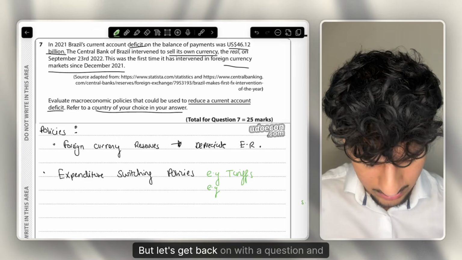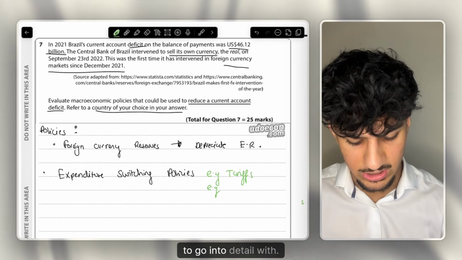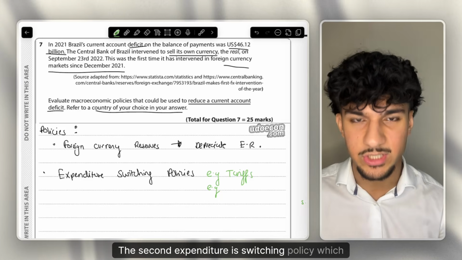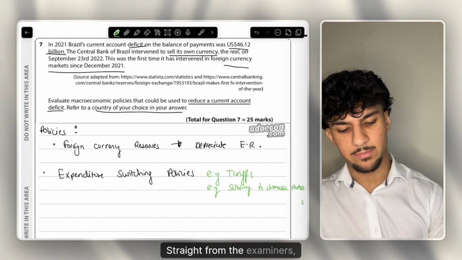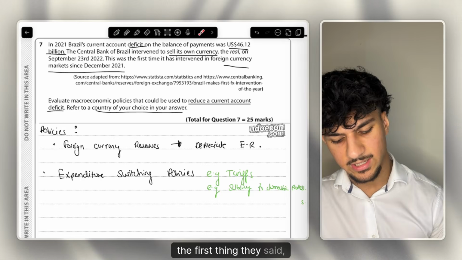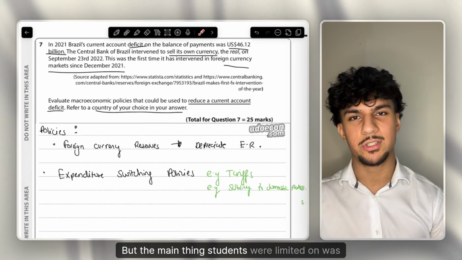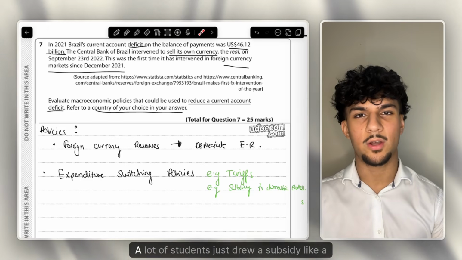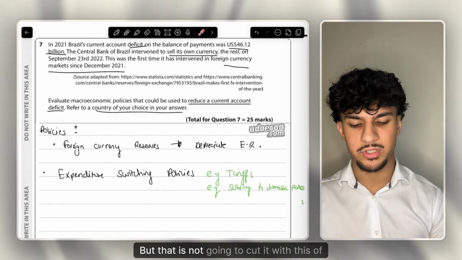But let's get back on with the question, and specifically the one I'm going to go into detail with, the second expenditure switching policy, which is subsidies to domestic producers. So let's get started. Straight from the examiners, straight from Edexcel, the first thing they said was that subsidies to domestic producers was a good point, but the main thing students were limited on was the diagram. A lot of students just drew a subsidy diagram, like a micro, a year 12 diagram, but that is not going to cut it with this.